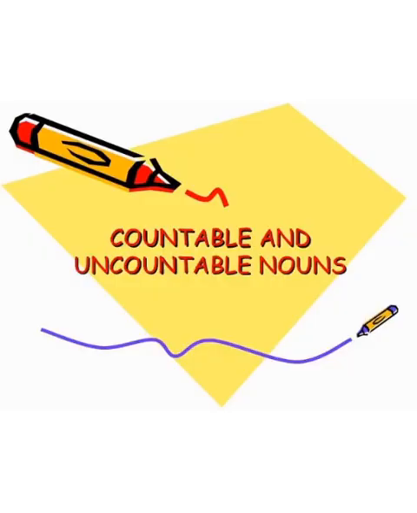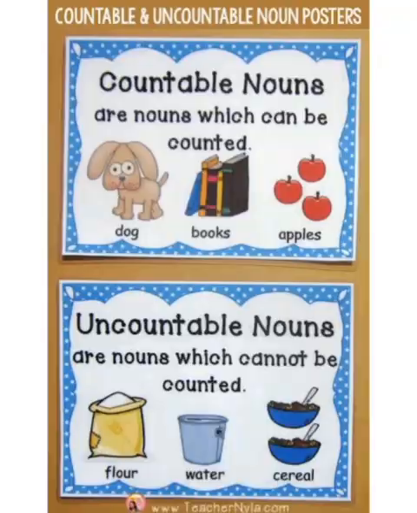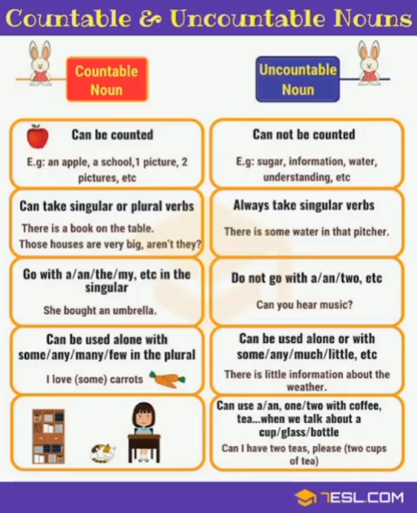Now let's come up to the next topic, countable and uncountable nouns. Students, do you know what countable nouns are? Countable nouns are the ones which can be counted. That means 1 dog, 5 books, 3 apples. And uncountable nouns are the ones which cannot be counted in numbers, like flour, water, cereal, etc. Let us know more about countable and uncountable nouns.